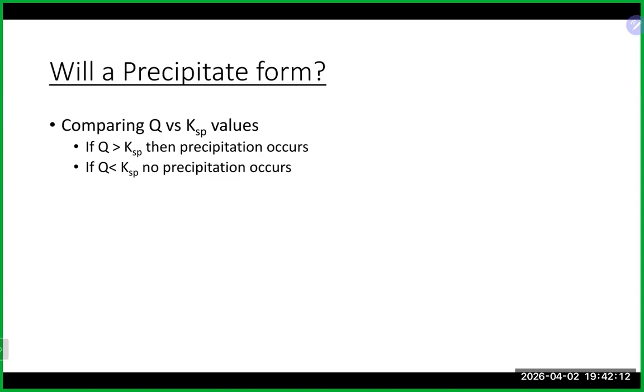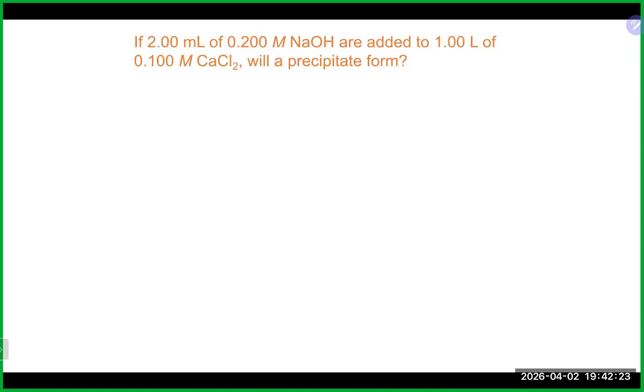Once again, if Q is greater than the KSP, we would expect a solid to form. If Q is less than the KSP, again, we would not expect a solid to form. So let's take a look at an example here and go through it and decide if we will get a solid forming or not.